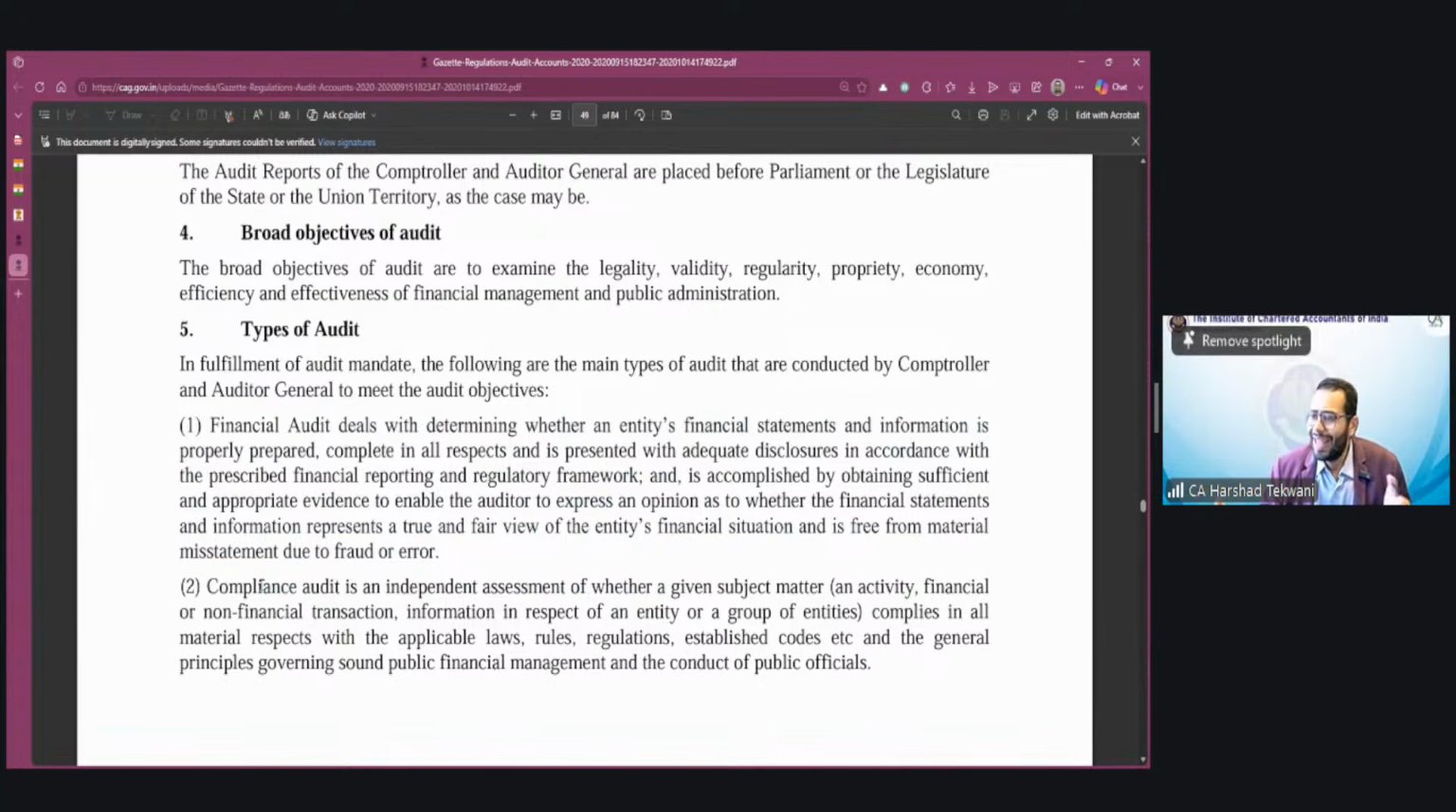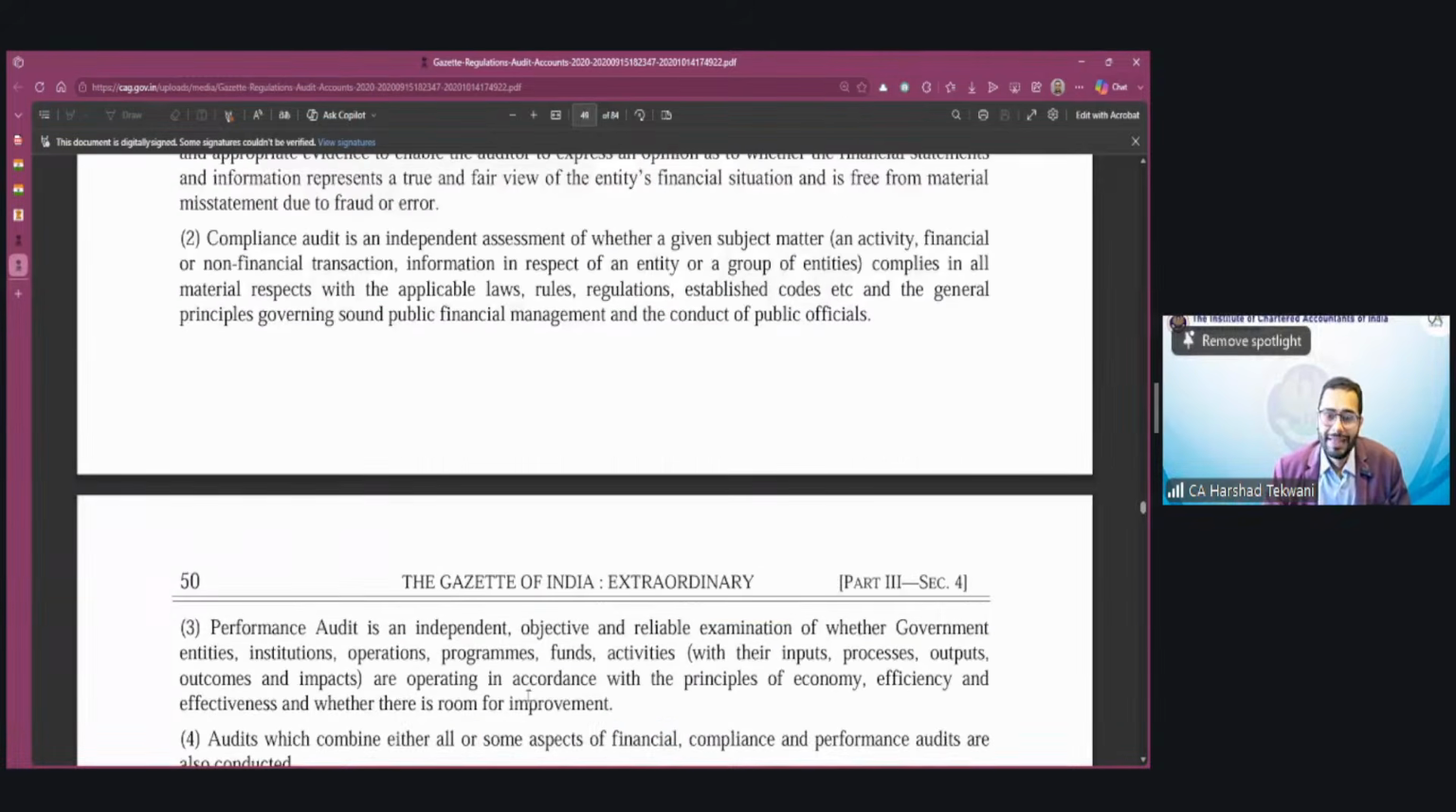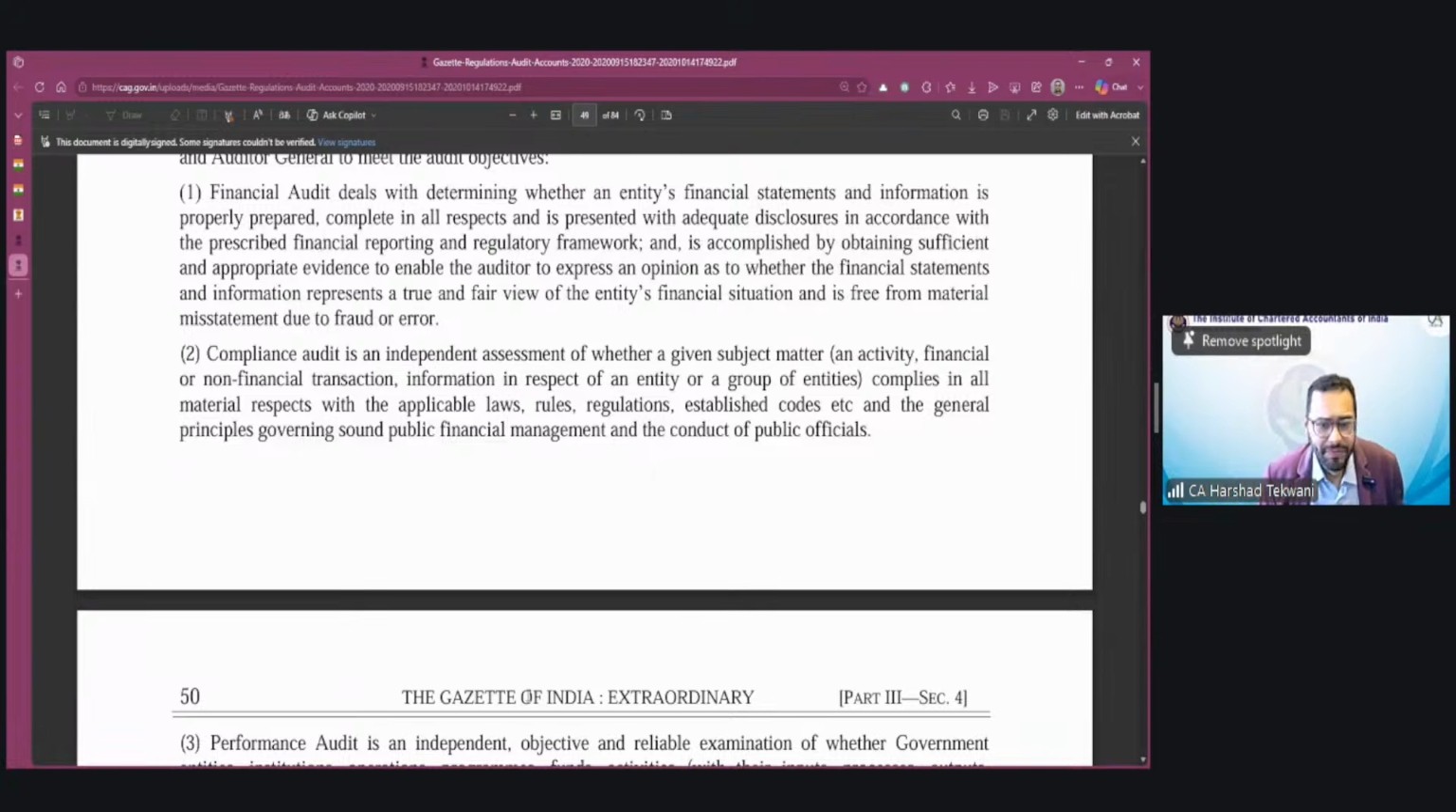The normal financial statement audit that we talk about is one type of audit that is performed by the CNAG. Second is the compliance audit. Let us understand something more. Third is the performance audit. And fourth, an audit which combines some aspects of the financial, compliance, or performance audit, combining multiple things. As of now, let us first understand the definition of the compliance audit.